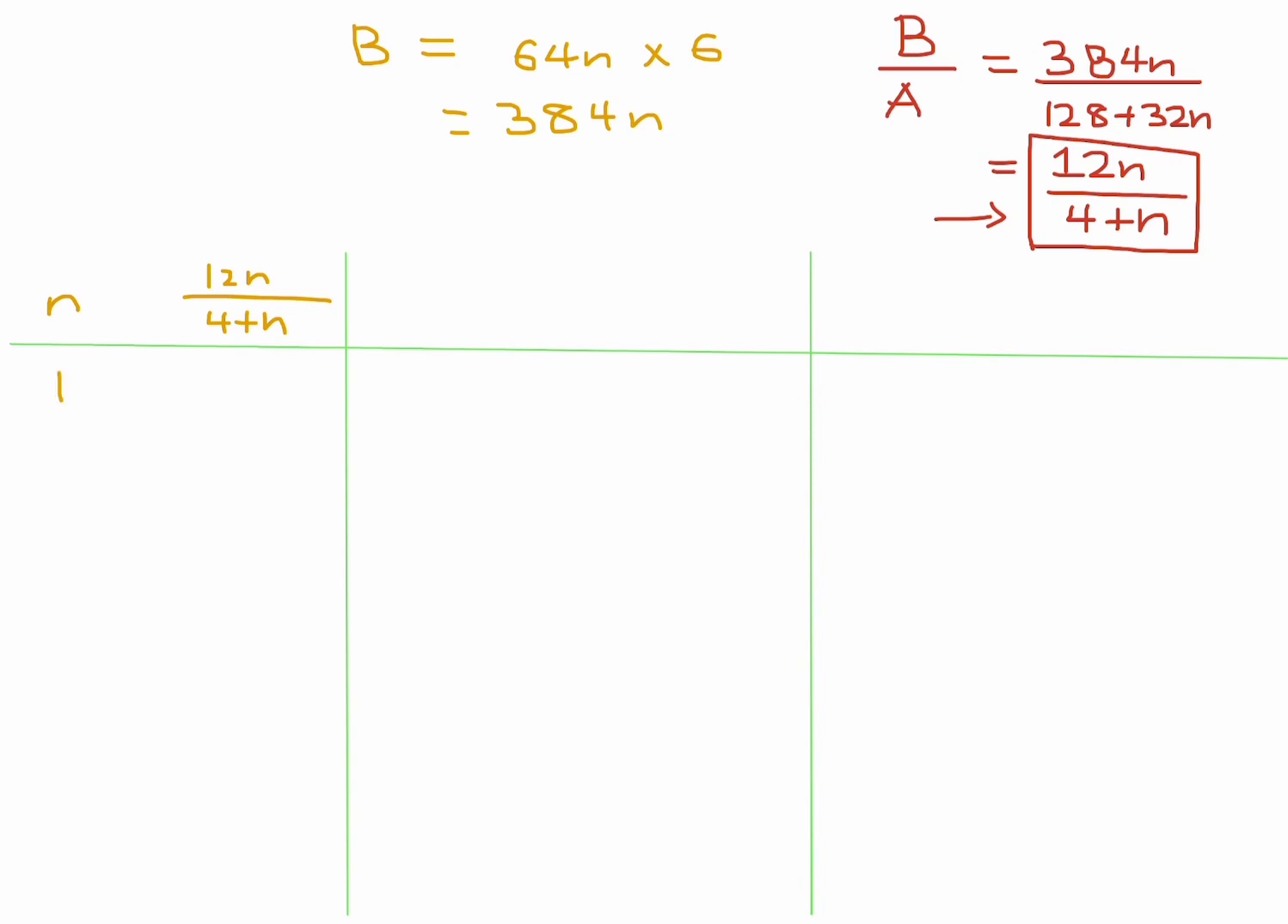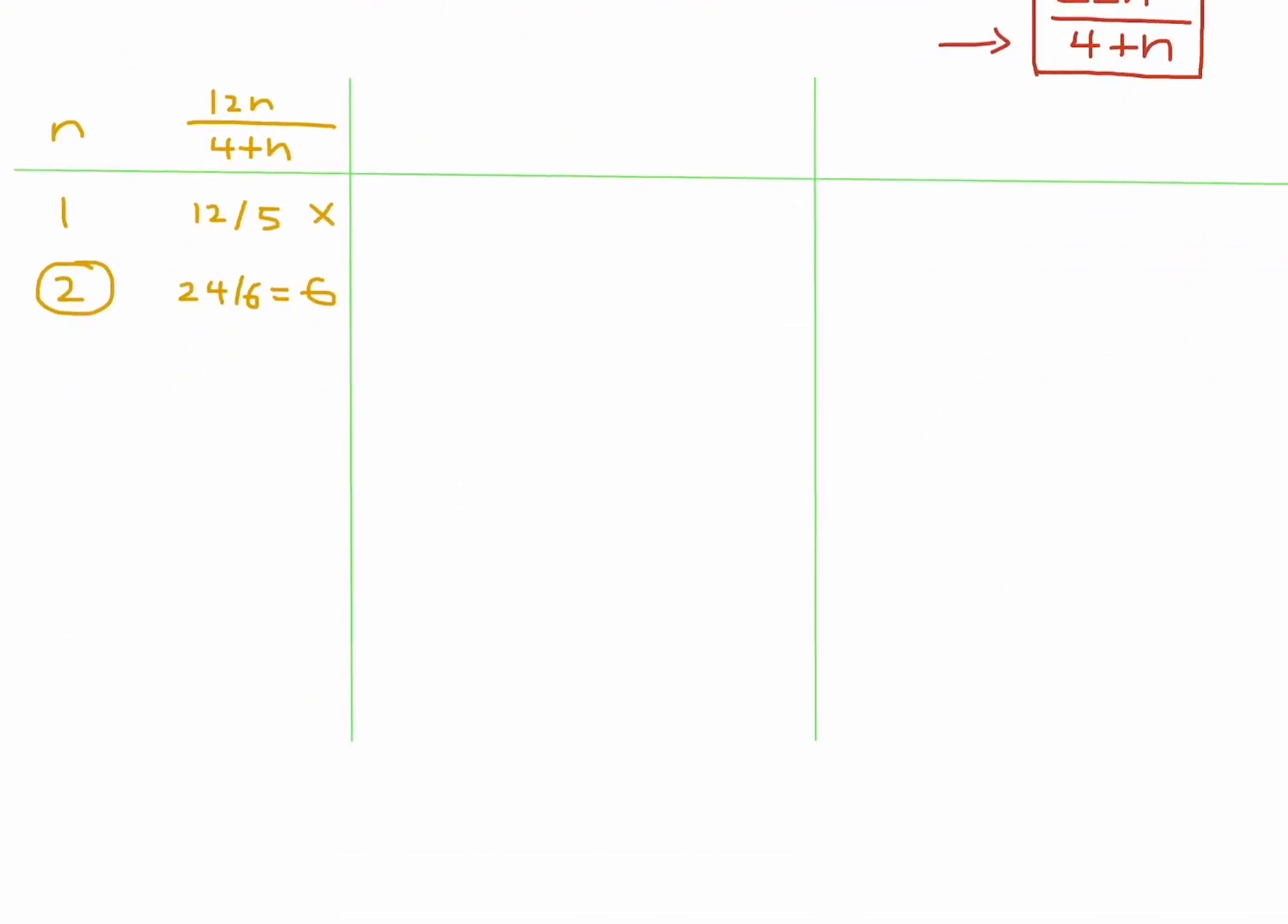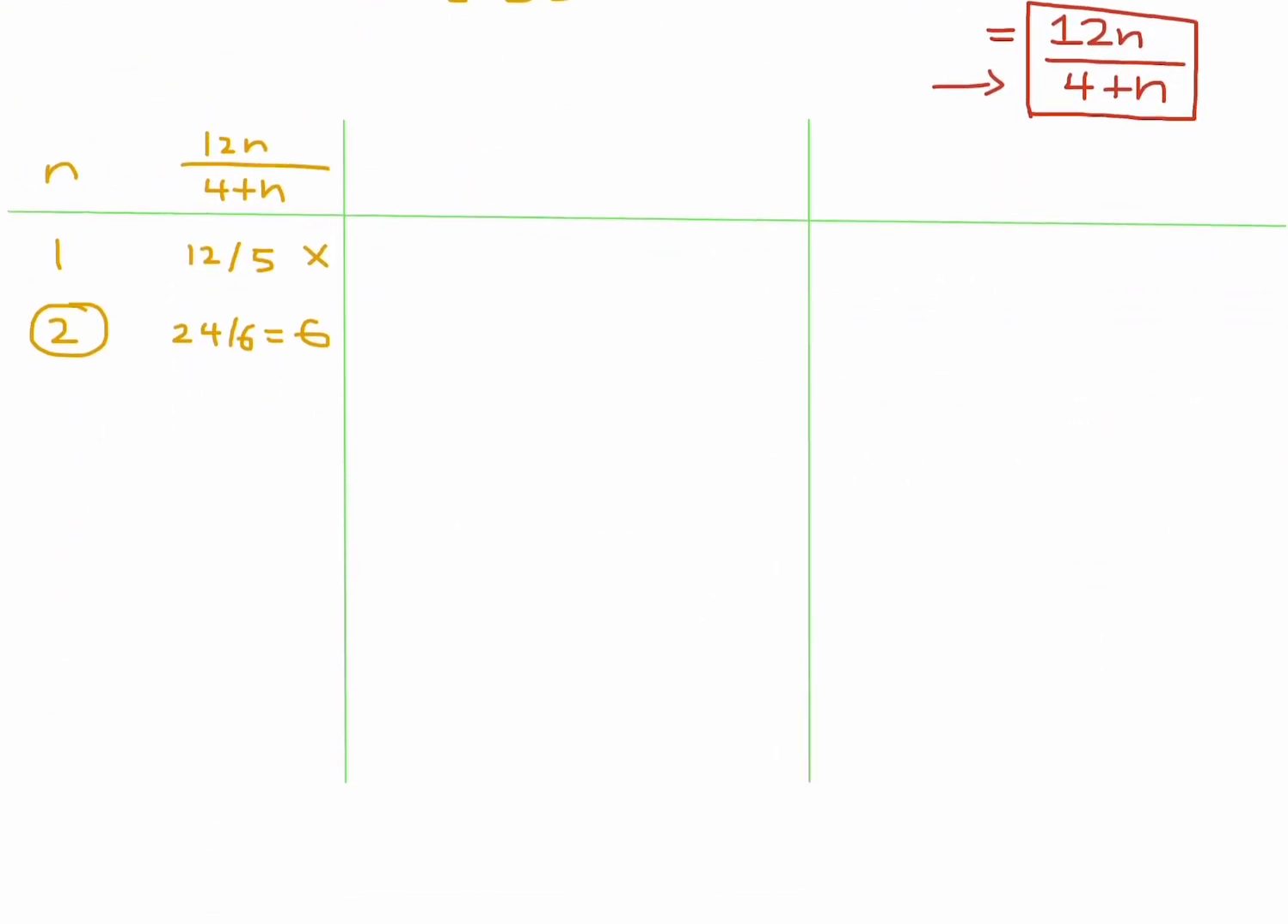Let's try 1. When n is 1, you get 12 over 5. Is 12 over 5 an integer? No. You try 2. That's 24 over 6, and that is an integer because it is equal to 6. So we circle that. That was the one I did in the example, where I used n equals 2. So we know that's going to be an integer. And you just keep going like this. 3 gives 36 over 7. That's not an integer. Then 4 is 48 over 8, and that is an integer. It is equal to 6. So circle 4 as a value for n.